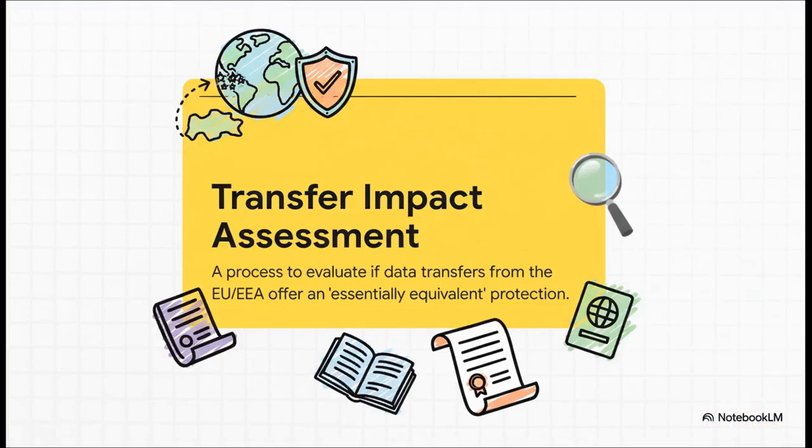Okay, so let's get the official, kind of dense definition out of the way. But stick with me, because the core idea is actually pretty simple. Think of the TIA as your homework. It's the formal process where you check if the country your data is going to protects it just as well as the GDPR does back in Europe. And that phrase right there, essentially equivalent, that's the magic phrase. That's what it all comes down to.